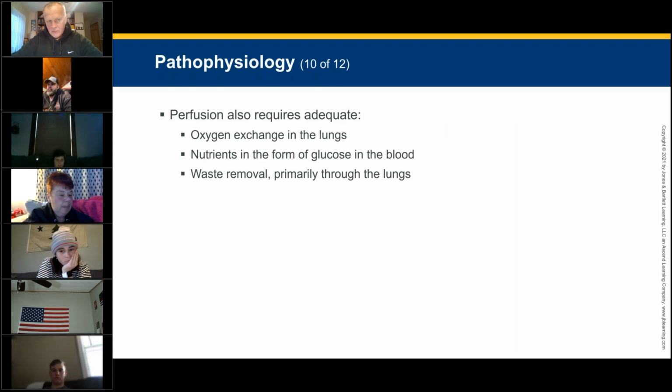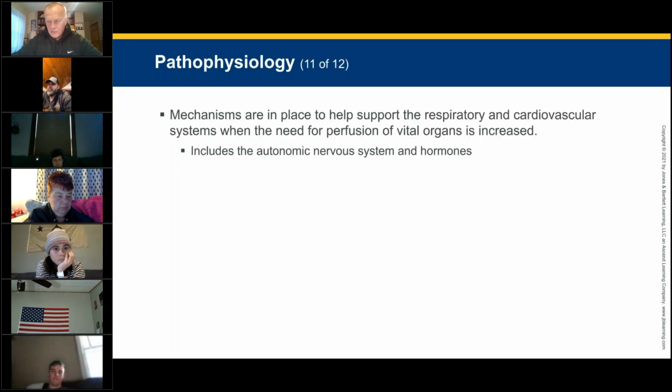For good perfusion, you've also got to have good oxygen exchange in your lungs. You've got to have nutrients in the form of glucose in your blood, and you've got to have good waste removal primarily through the lungs, so primarily breathing out that carbon dioxide. Mechanisms are in place to help support the respiratory and cardiovascular systems when the need for perfusion of vital organs is increased. And that includes your autonomic nervous system and hormones.